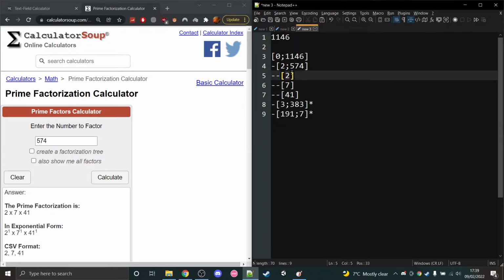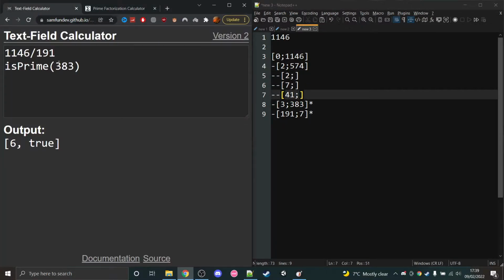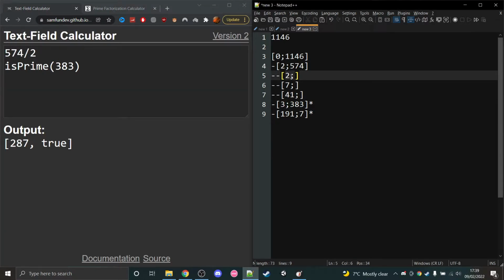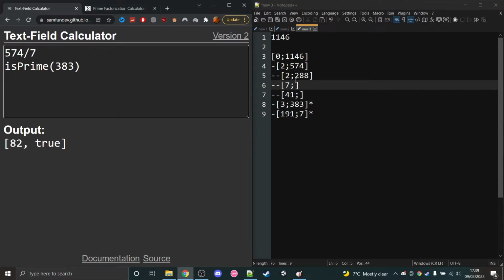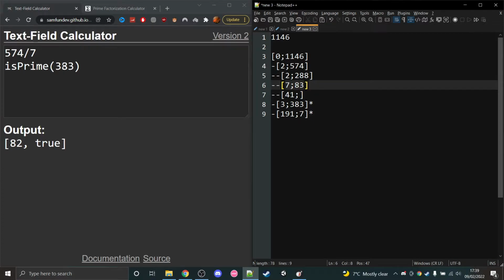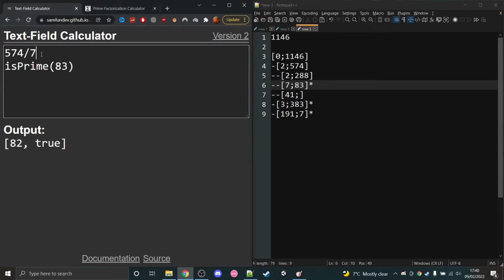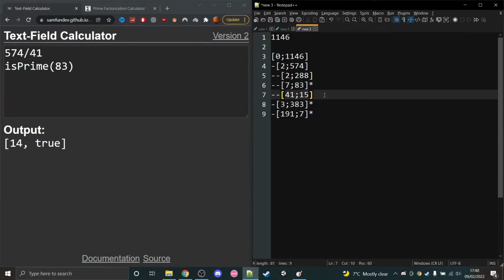And we're going to repeat the division process. So 574 divided by 2 is 287. Add 1 to that is 288, which is not prime. 574 divided by 7 is 82. Add 1 to that, it's 83, which is prime, so we'll mark that. 574 divided by 41 is 14. Add 1 to that is 15, which is not prime because it is divisible by 3 and 5.